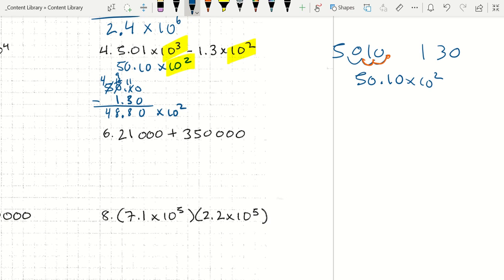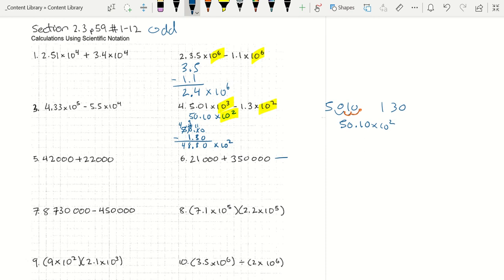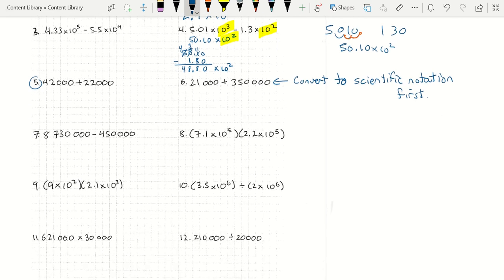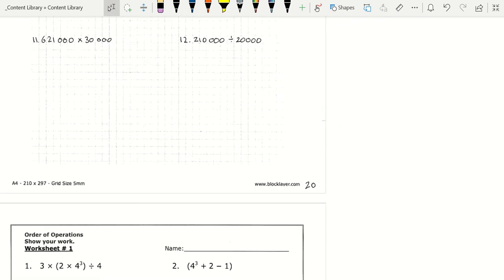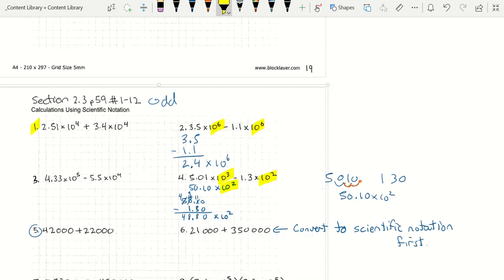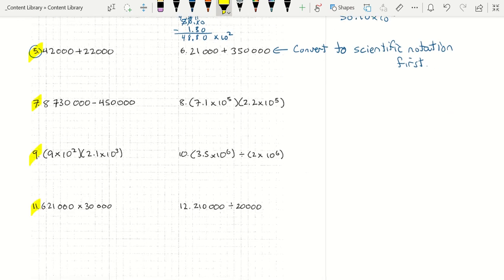This one, then, you've got some questions where you're going to convert them into scientific notation first. Because you'll be doing that one, but the same idea applies. So best of luck. We're just going to do 1 through 11. So basically you're going to do 1, 3, 5, 7, 9, and 11. All right, best of luck.